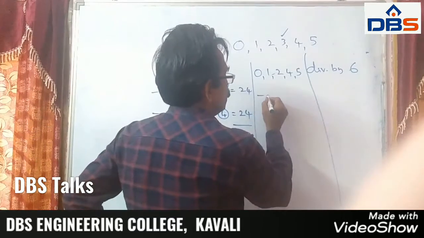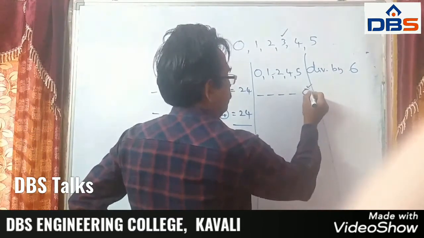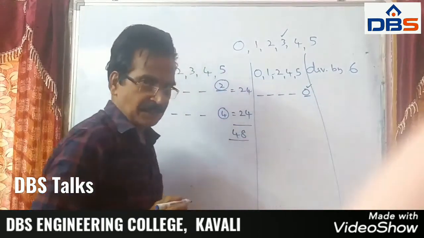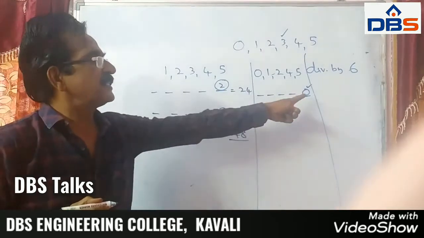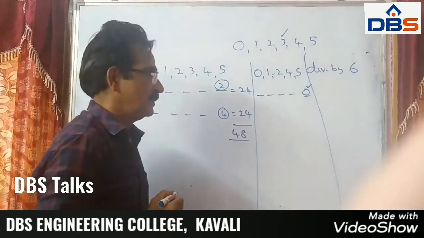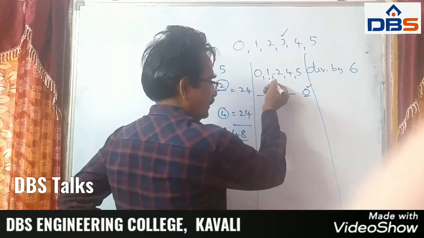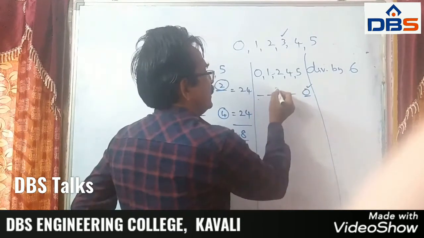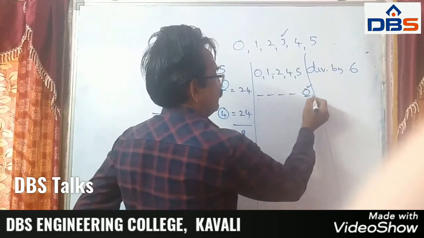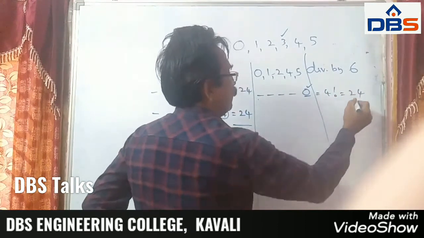So let us take 0 in the units place. If 0 is taken in the units place, the first place can be filled in by the remaining 4 digits. That is 4 ways, next 3 ways, next 2 ways, next 1 way. That is 4 factorial, 24 ways.